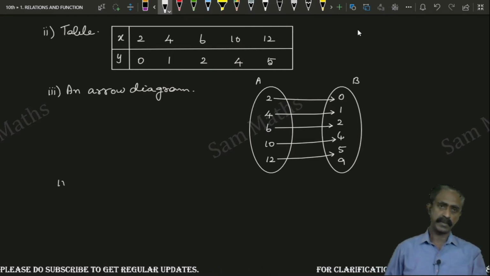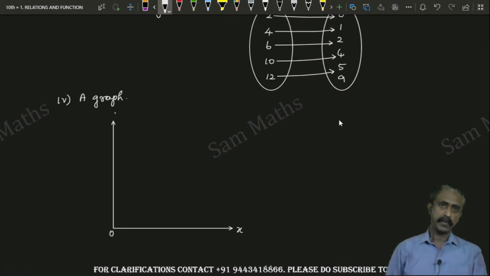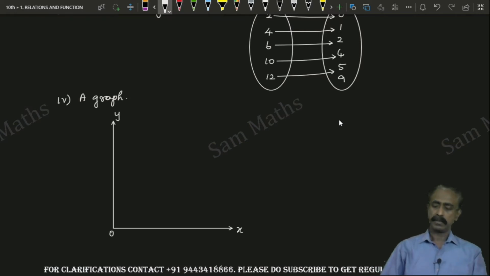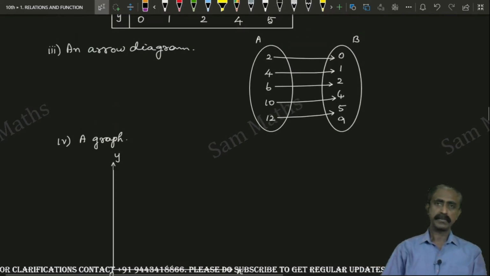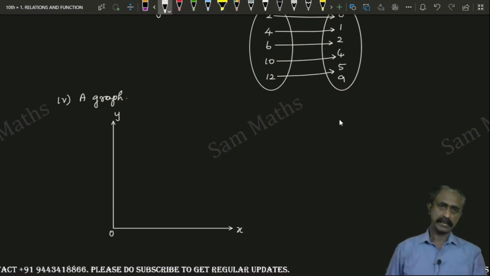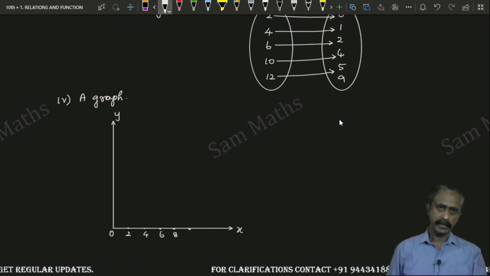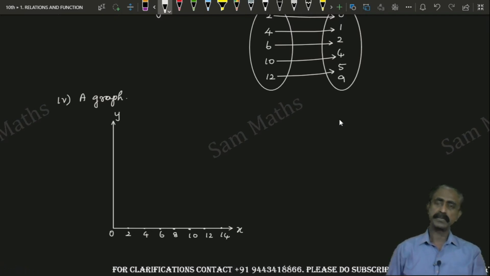Now the fourth one is a graph. Here I consider the x-axis and y-axis, with origin O. Now you can mark the points with the help of the sets. On the x-axis, the points I am taking are 2, 4, 6, 8, 10, 12, 14 and so on.